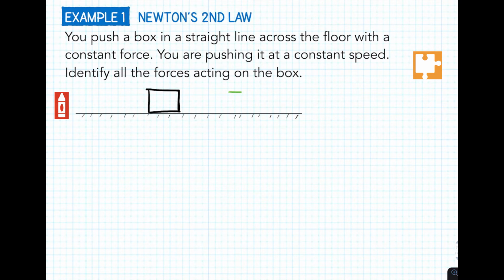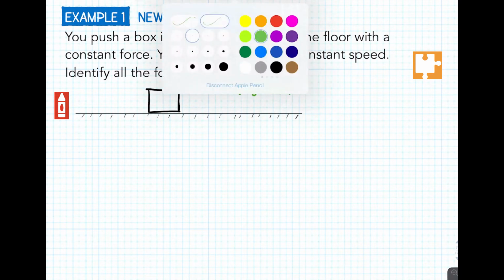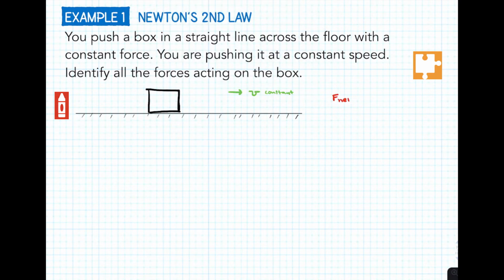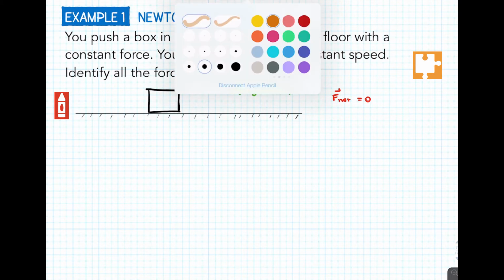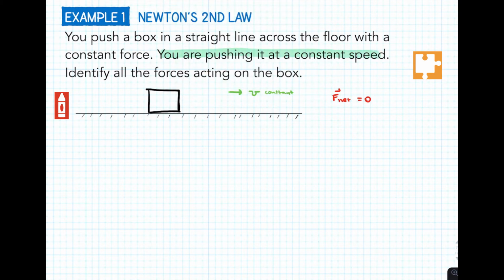Now, why is it useful to know that it's moving at a constant speed? There's no acceleration, which means that the forces all have to cancel, right? What is our net force here? Zero, yeah. So we know the net force, when we add everything up, needs to equal 0. And we get that from pushing at a constant speed. That tells us both this and this. Okay, so that's sort of an assumption. We also know we're pushing with a constant force.